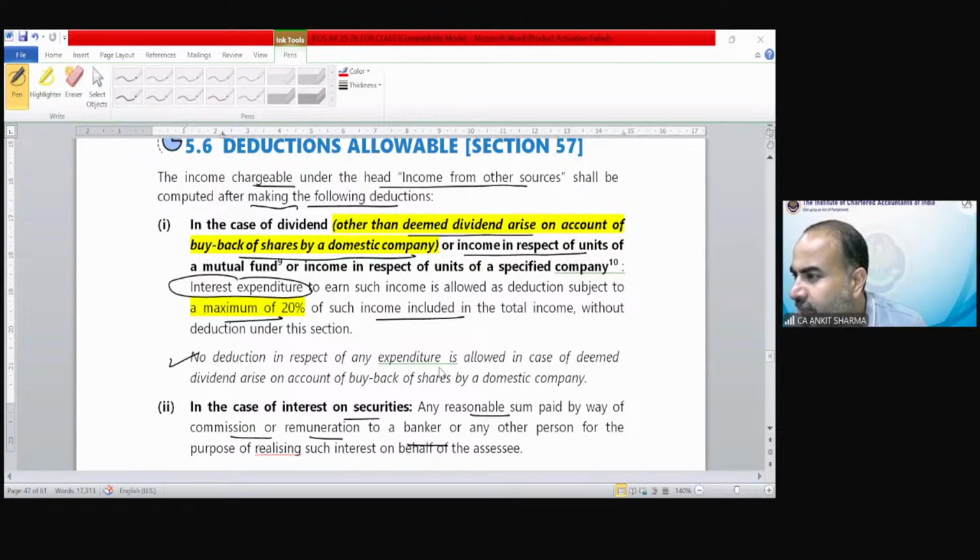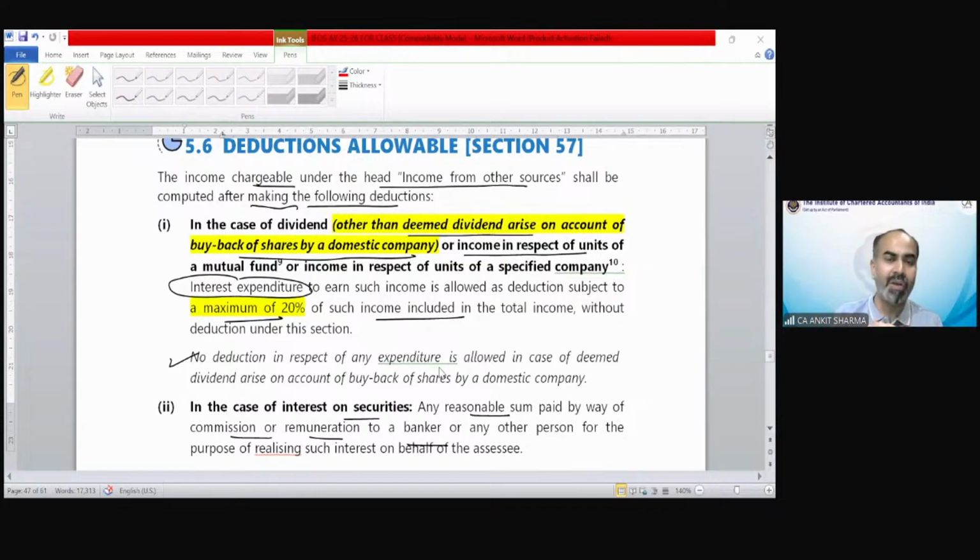Arun Kumar asks: from interest on post office savings, can we claim both the section 10(15) exemption and the 80C deduction? Yes, Arun Kumar, we can claim both, of course. The deduction we can also claim. An exemption means up to this amount is exempted.